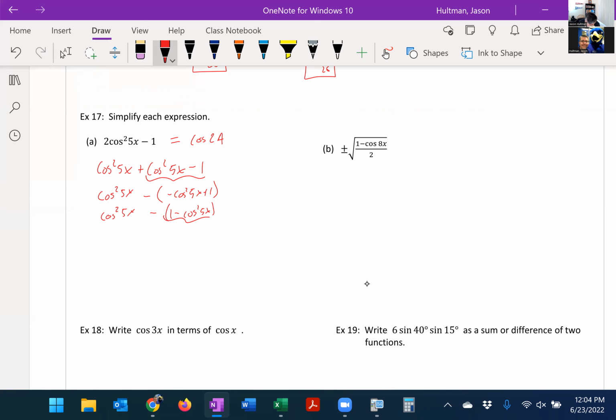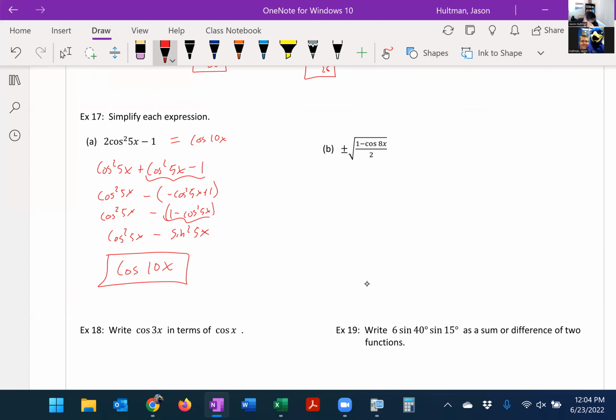This is really sine squared 5x. So this is cosine squared 5x minus sine squared 5x, which is a double angle formula. So this is really going to be cosine of 10x. And that's it. So we had to kind of algebraically manipulate that. So cosine 10x. Okay, what about this guy over here?